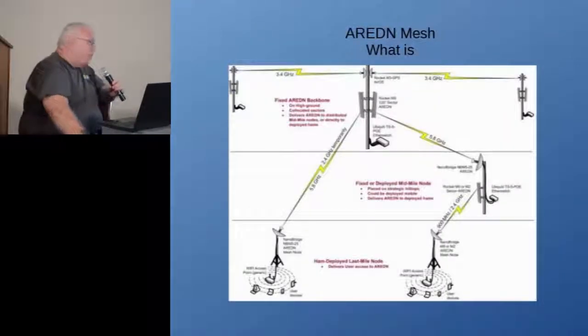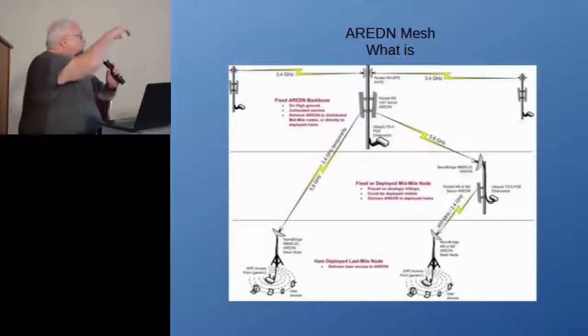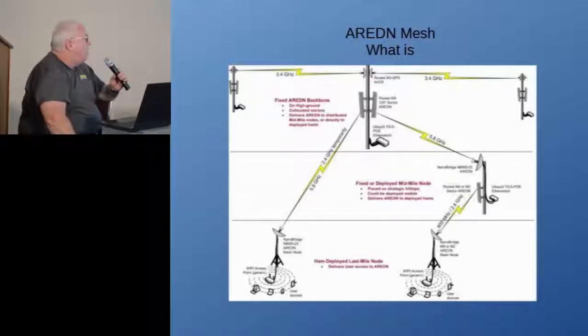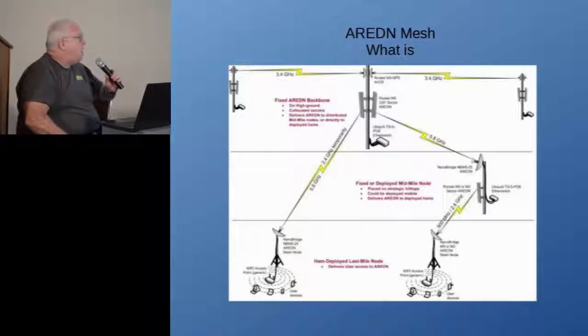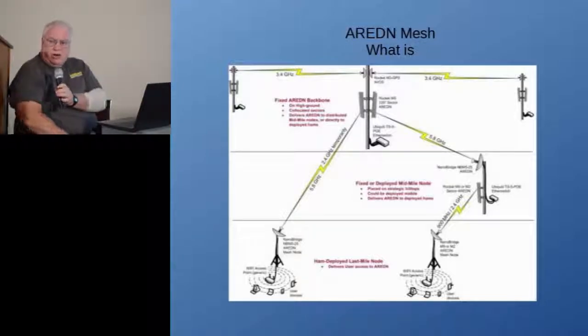This is how the network now looks. You'll have high-level connections. Our longest connection right now is from Carpenter Peak to Vaca. It's 57 miles, and we have a good link on the 3.4 gigahertz band.